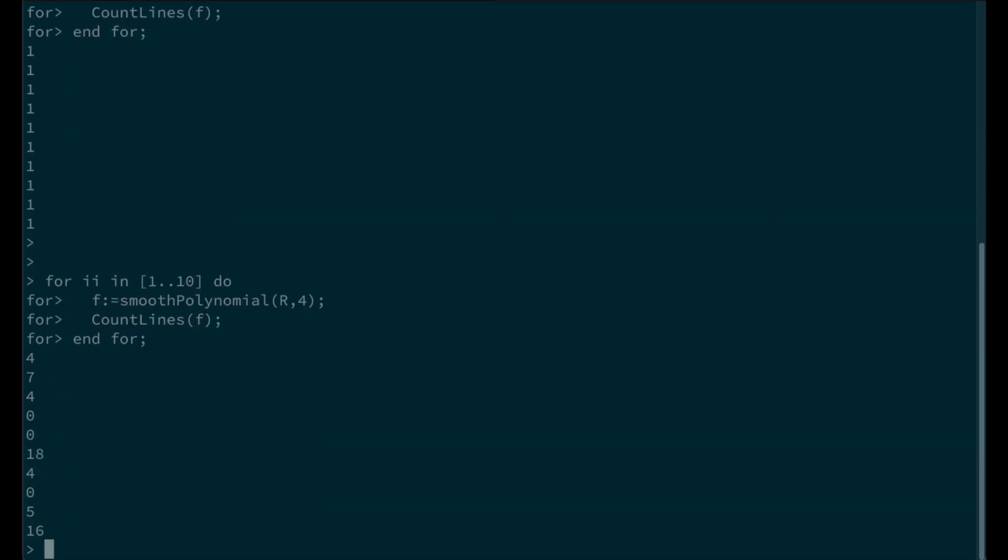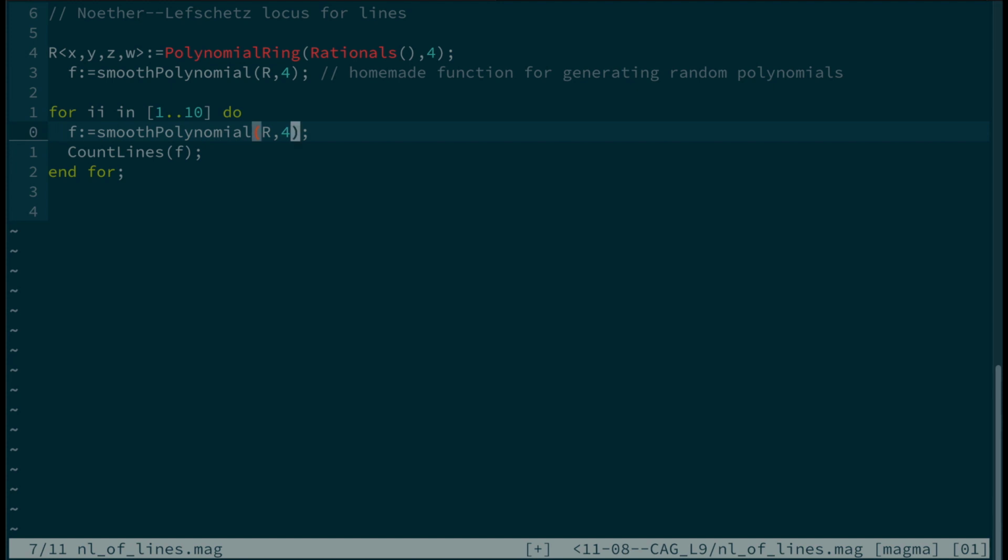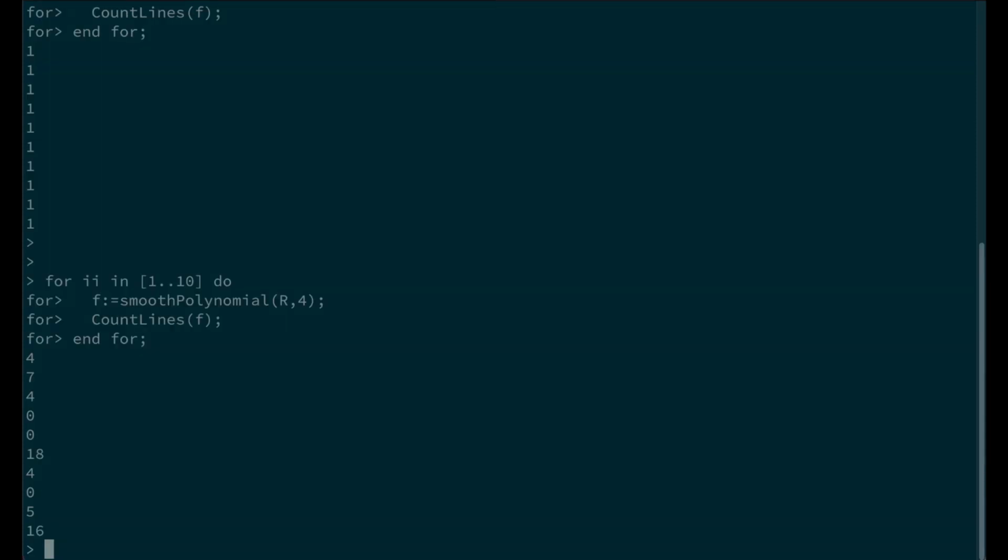And this is what I meant when we were talking about the number of lines on a given quartic surface being rather ill-defined. It jumped in these 10 experiments from 4 to 7 to 18, and we have also 5 and 16 in there. And what's happening is that there are still more lines than anyone who knows the answer would expect. So one standard answer is that the generic quartic should have no lines. And my polynomials were not generic because they were sparse.